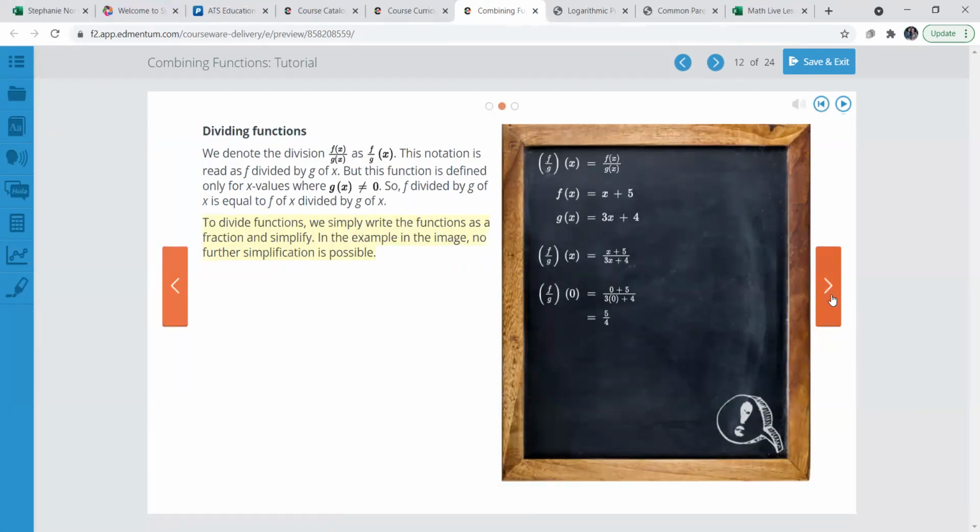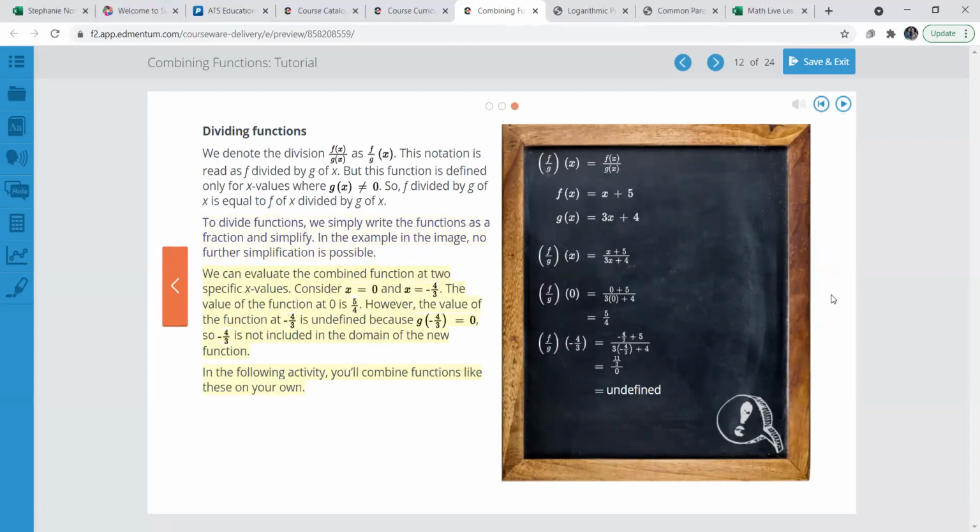Dividing functions, you probably guessed it, probably the same concept. So again, we are putting in the number for x, combining the two functions out just like this.